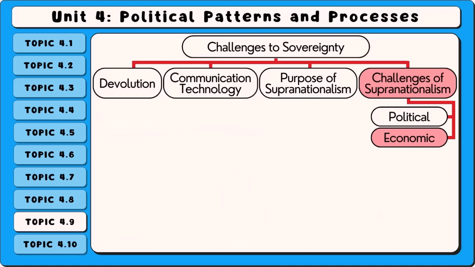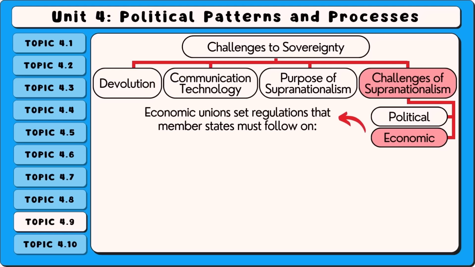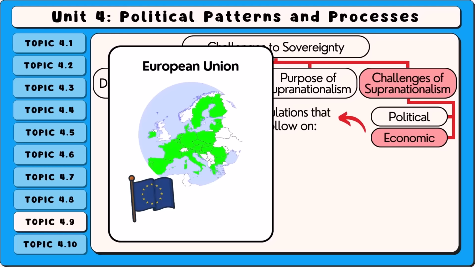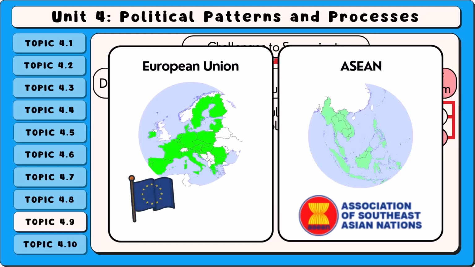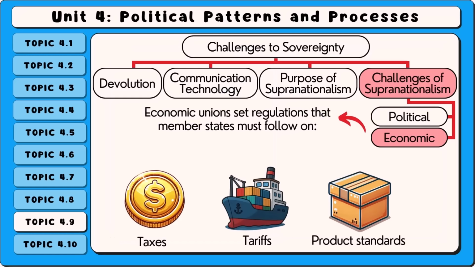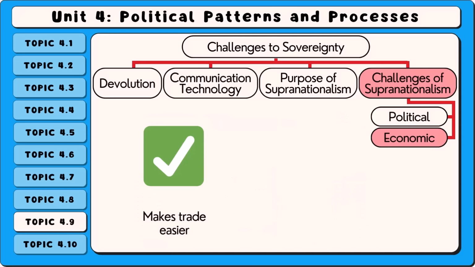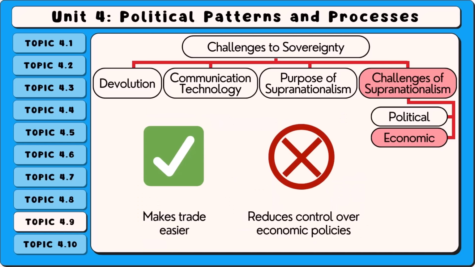The second challenge is economic limitations placed by supranational groups. Economic unions, such as the EU or trade groups like ASEAN, set regulations that member states must follow on taxes, tariffs, and product standards. These rules make trade easier, but reduce each country's control over its own economic policies.